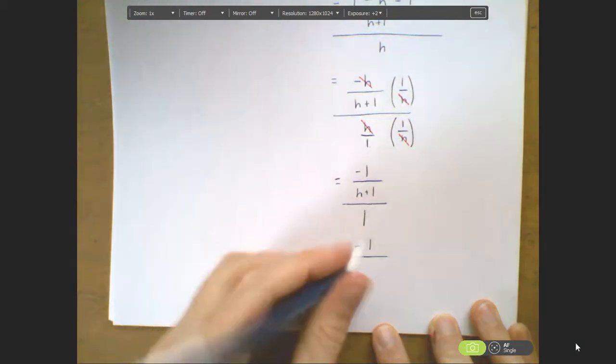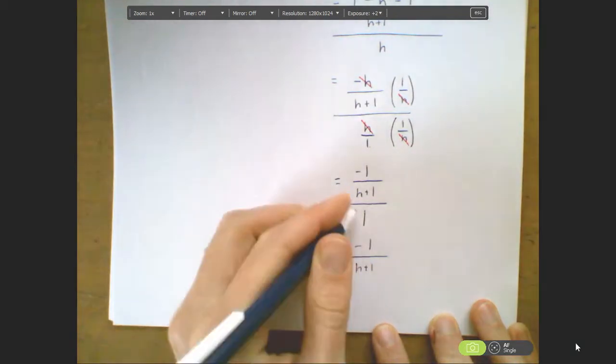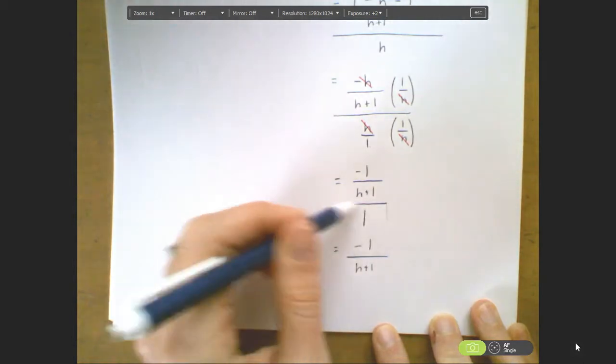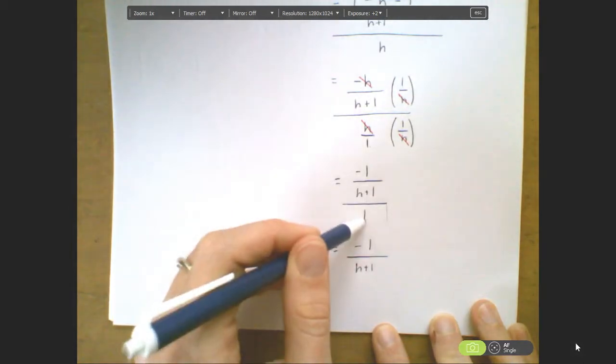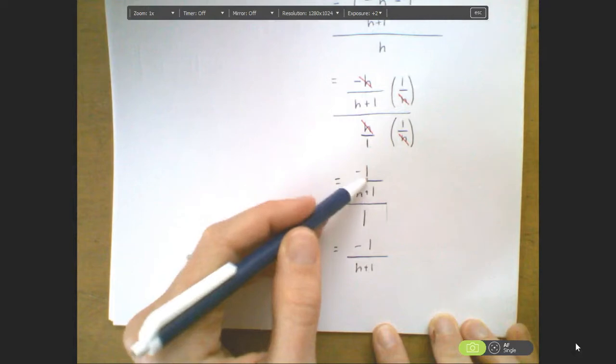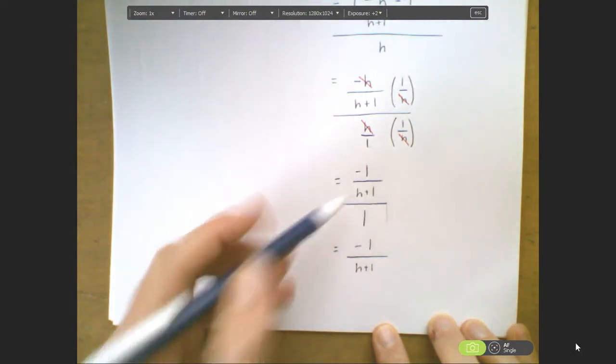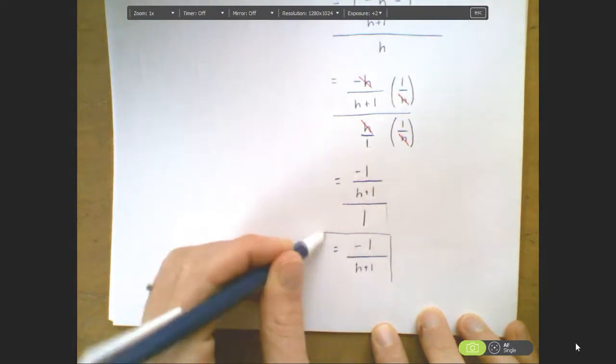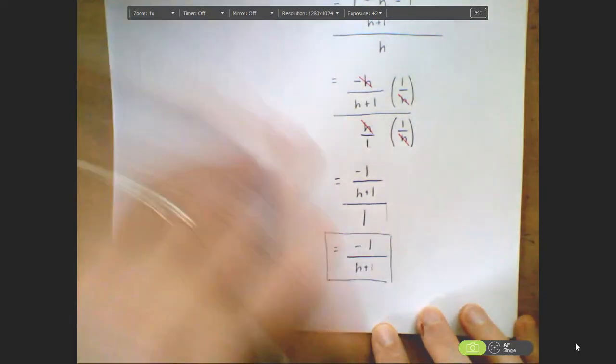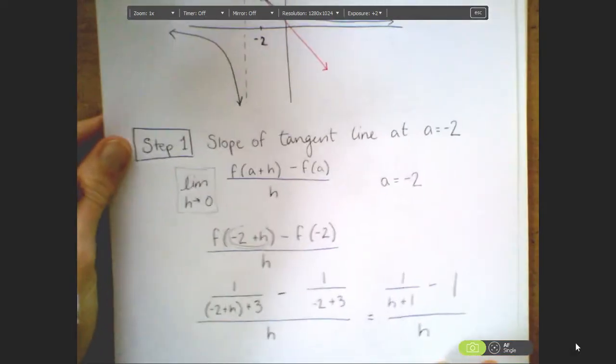negative 1 divided by h plus 1, because a 1 in the denominator here is just like 3 divided by 1 is the same thing as 3. Negative 1 divided by h plus 1 divided by 1 is just what this numerator is. Phew! So we just did all of that work, and why did we do all of that work? Let's remind ourselves what we were up to.